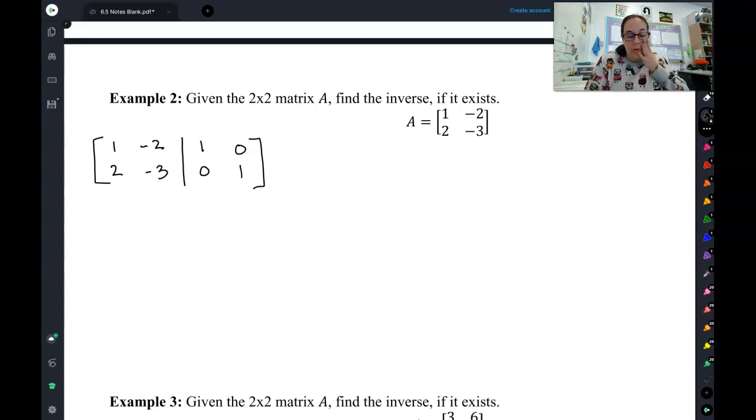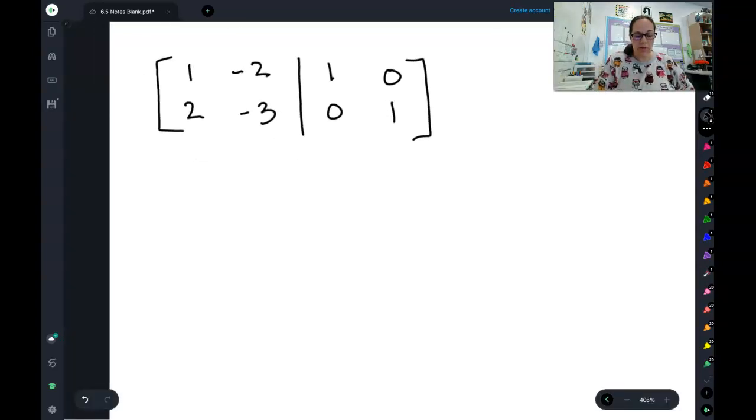Now here's what you're going to do. We're going to do elimination to get this side to look like the identity matrix. Once this side looks like the identity matrix, whatever matrix is left over here is actually our inverse matrix. So let me show you how that works.